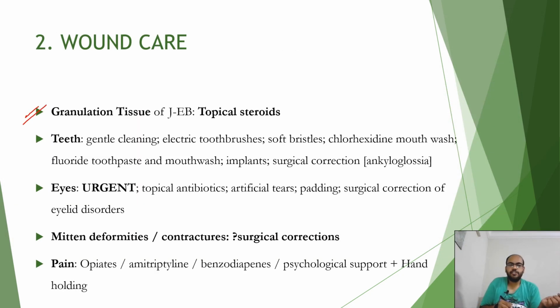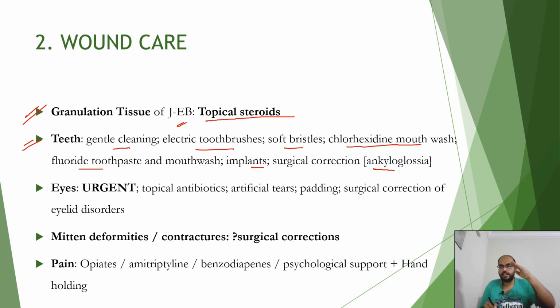If there's extensive granulation tissue, like we see in junctional EB, topical steroids have been found to be useful. So topical steroids are useful. For problems in teeth: gentle cleaning, electric toothbrushes, soft bristles, chlorhexidine mouthwash, fluoride toothpaste, implants.